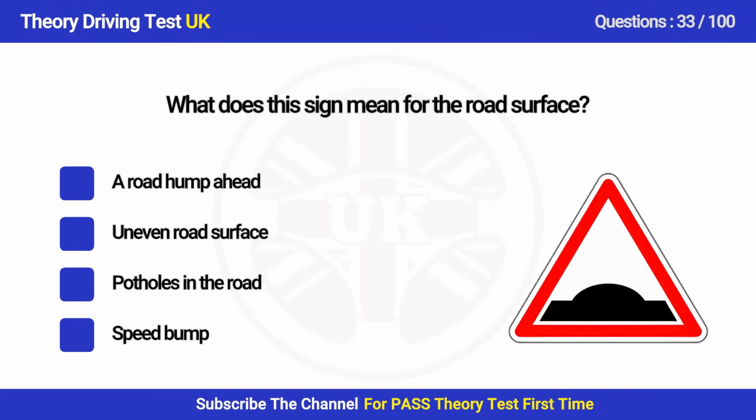Question 33. What does this sign mean for the road surface? A. Road hump ahead. B. Uneven road surface. C. In the road. D. Speed bump.